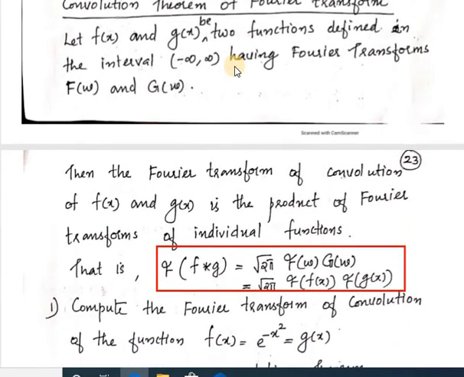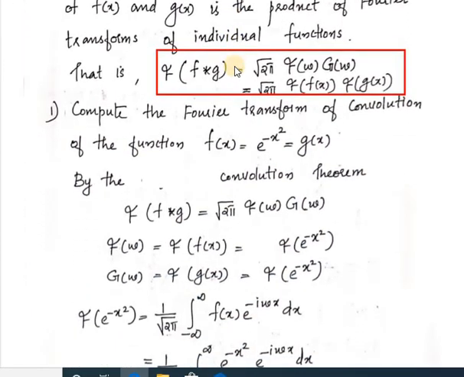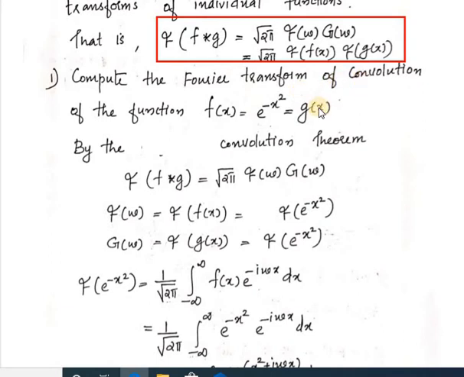Now we will do some problems on the convolution theorem of Fourier transform. Compute the Fourier transform of the convolution of the functions f of x equal to e raised to minus x square equal to g of x. That is, here two functions f of x and g of x have the same value e raised to minus x square, and we have to compute the Fourier transform of the convolution.